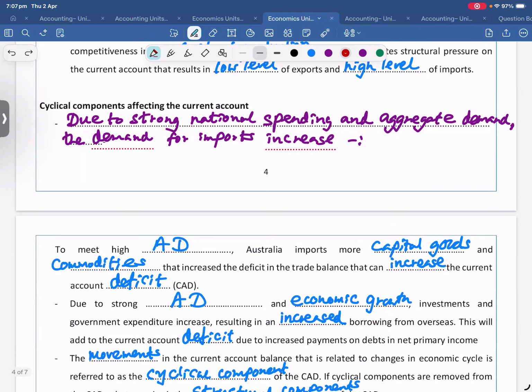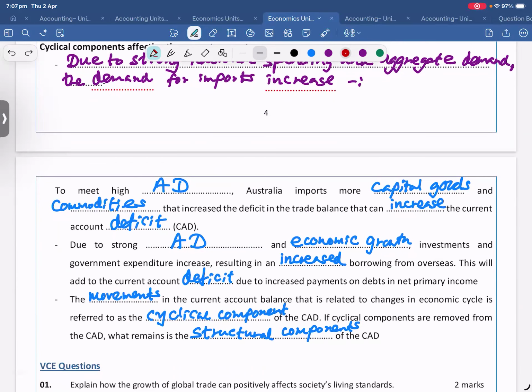On the other hand, with strong aggregate demand and economic growth, investments will increase. So we will start borrowing more money, which again affects the current account deficit because of the interest payments. The cyclical components, such as aggregate demand changes, will be affecting it, and anything that is not a structural component will be considered a cyclical component. Right?